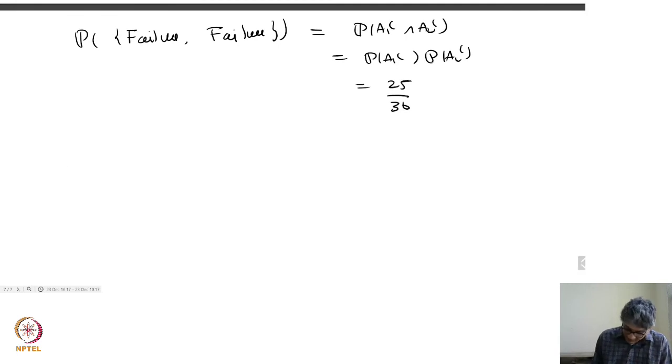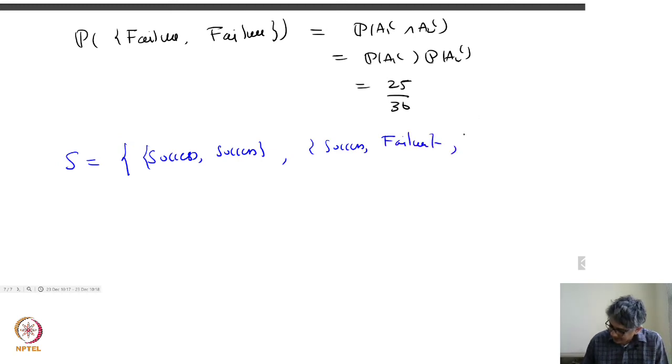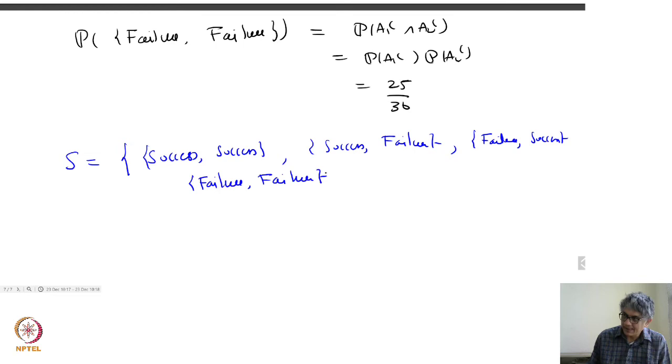So in a sense, I've converted my 2-row experiment, because of my question of interest, into an experiment with sample space S as success-success, success-failure, failure-success, and failure-failure. Very good. This is what I did. Event space is just a subset of all this. Anything you want, you take combinations.